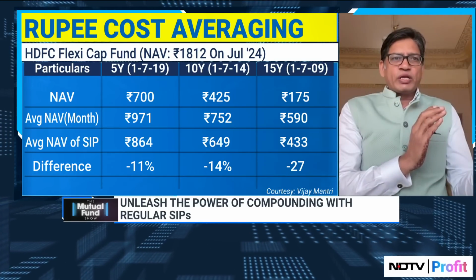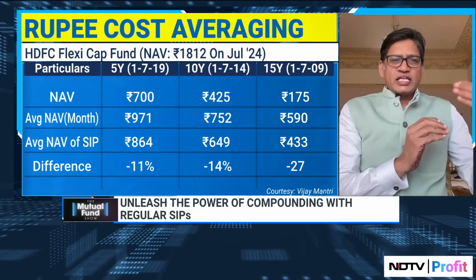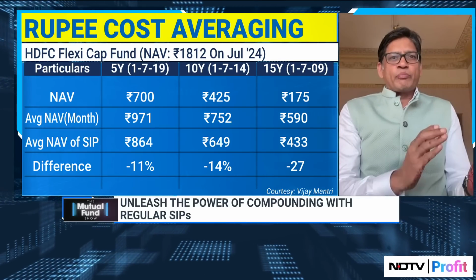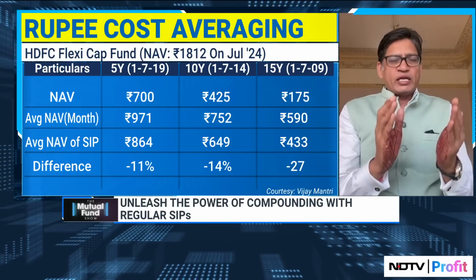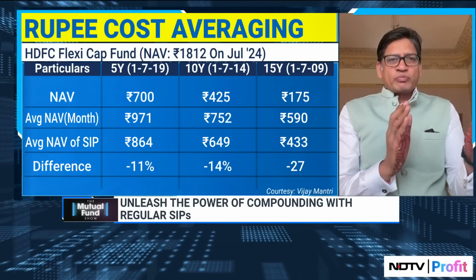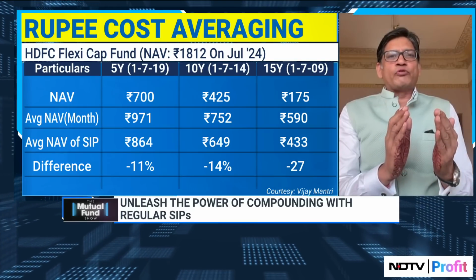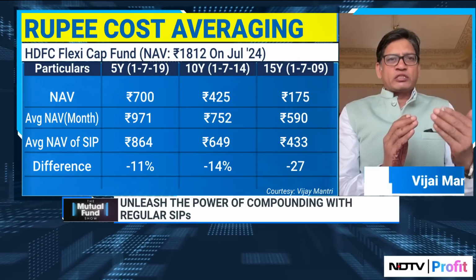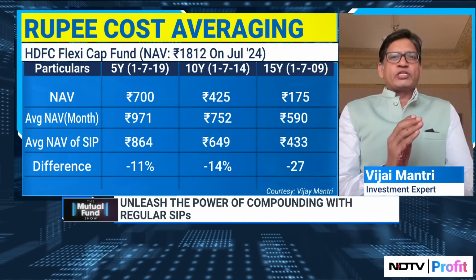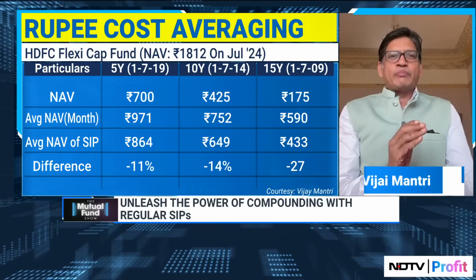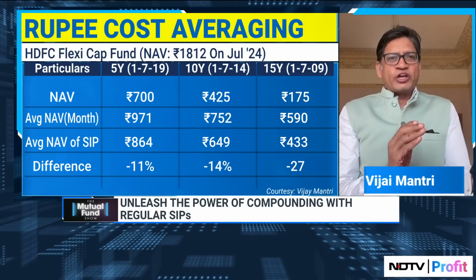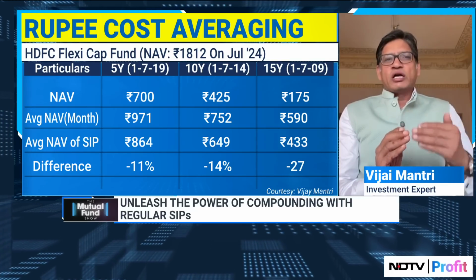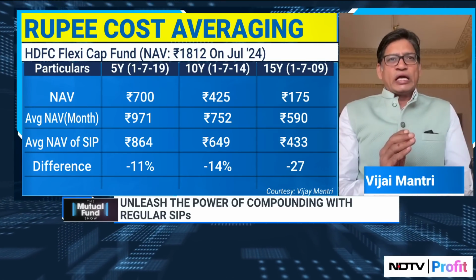So the gap between the average NAV and the SIP average cost is 11% for 5 years. Looking at data for 10 years, the gap between the arithmetic average and SIP cost comes to 14%. For a 15-year period, the arithmetic average of 180 months is 590 rupees, and the SIP cost comes to 433 rupees. So you bought the market at a 27% discount if you did a 15-year SIP in this fund.